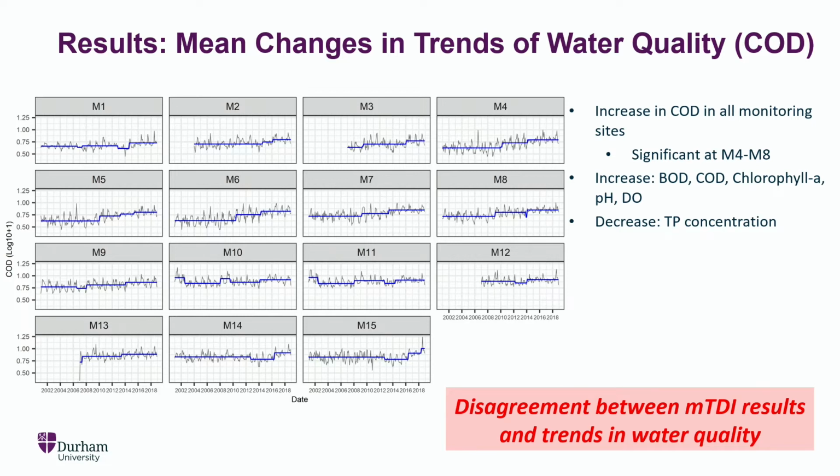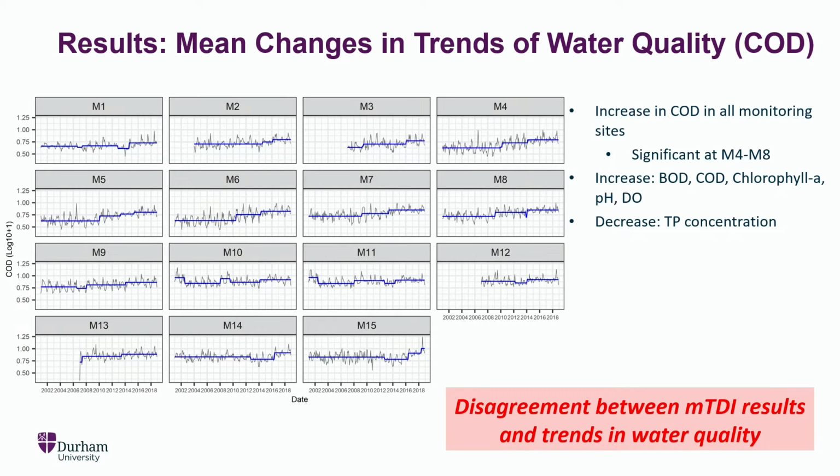And as you can see, from upstream to downstream, the whole mainstream indicates a worsening trend of water quality. And the funny thing is, BOD, COD, chlorophyll, and all the others, pH and DO, all show an upward trend over time. However, the only variable that shows a decreasing trend is TP concentration. So there is a huge disagreement between the MTDI result and what is actually happening in water quality.